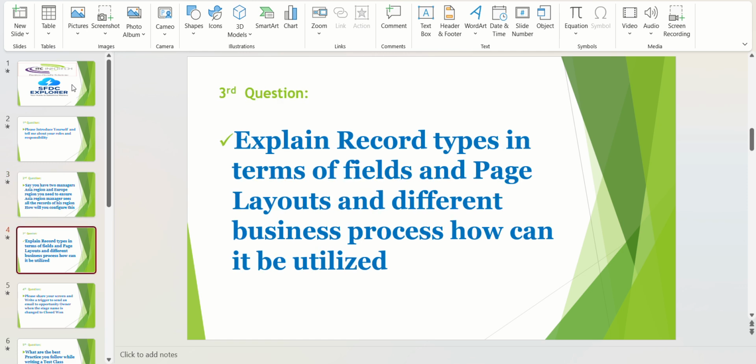The third question was to explain record types in terms of fields and page layouts, and the different business processes, and how they can be utilized.